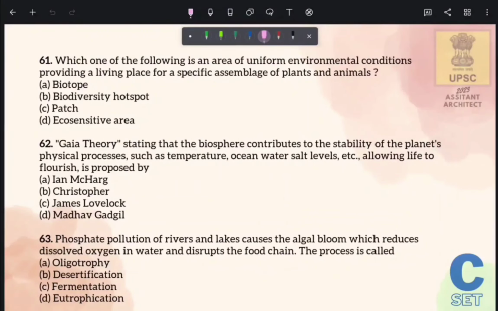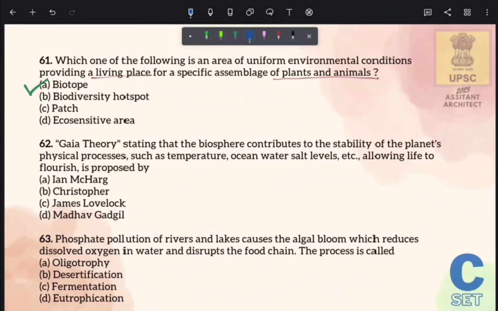Following is an area of uniform environmental condition providing a living place for a specific assemblage of plants and animals. So the correct answer of this question is option number A, biotope. And biotopes generally provide a very specific living condition for extensive plants and animals. And in most cases, a particular type of species is found in that place.